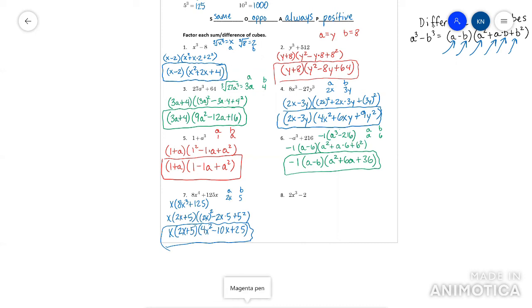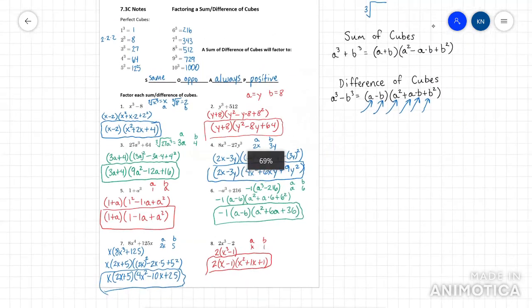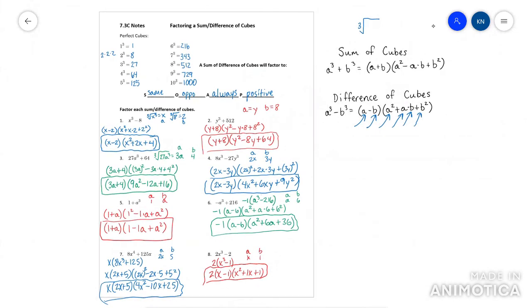All right, now this last one, the GCF is a 2. So you have to take a 2 out. That leaves you with x cubed minus 1. It makes your a x and your b 1, and then you plug it into the difference of cubes equation. So it'd look like this. Just don't forget the 2 out in front is part of your answer. So be on the lookout for a GCF. Otherwise, just use the equation, find your a and b by getting the cube roots, and then just plug it in. Nothing to it. Hope this video helped.